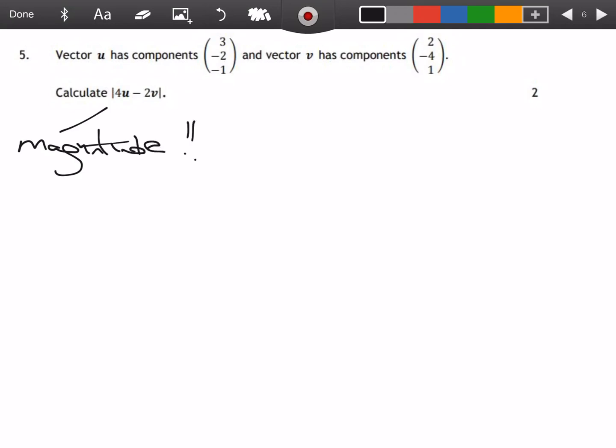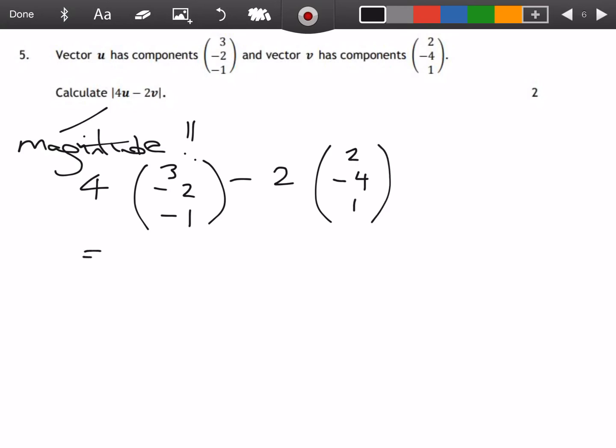What's the magnitude? First of all, I'm going to work out 4u, which means multiply all of these by 4. And then I'm going to take away 2 of vector v's. So 4 of this, times them all by 4. That's me multiplied them all by 4. And I'm going to times all these ones by 2. And then I'm going to get the answer.